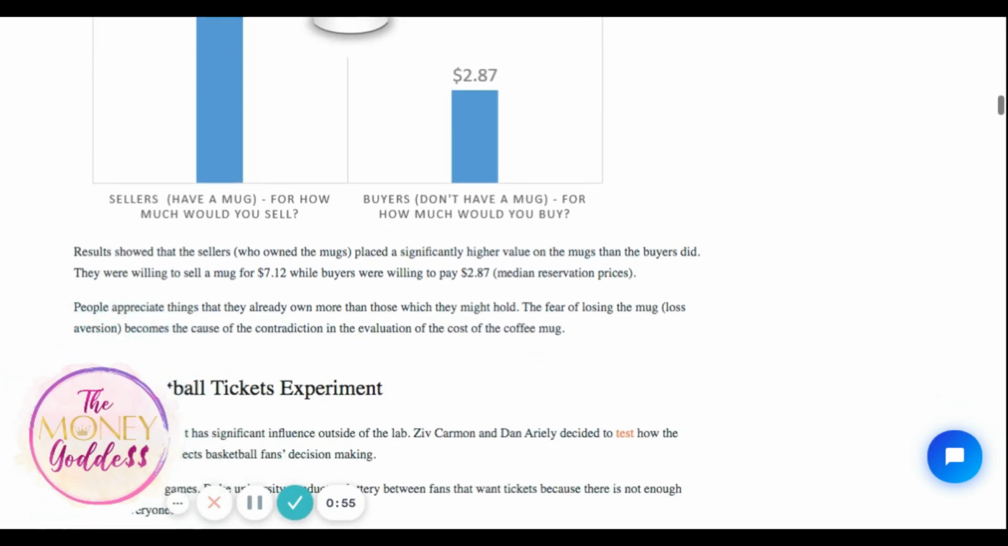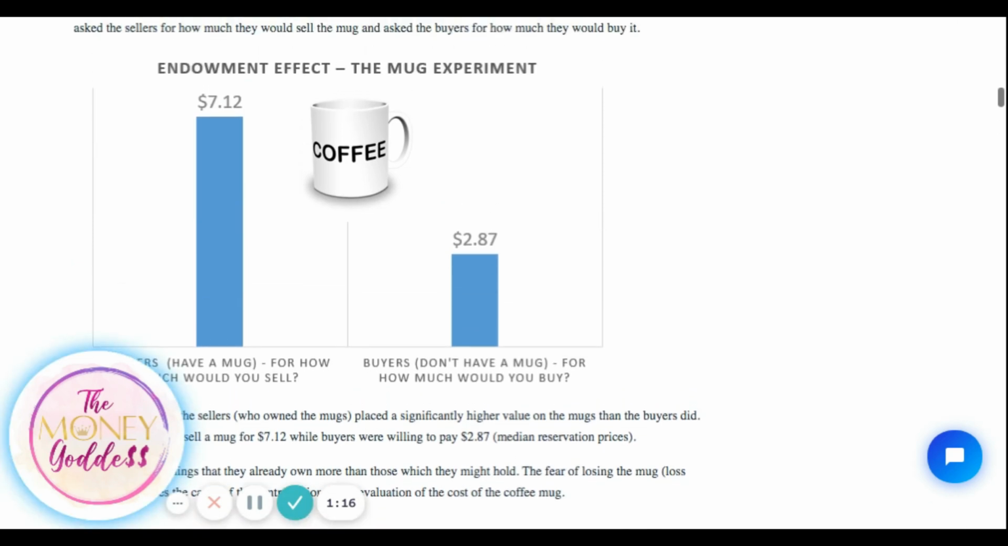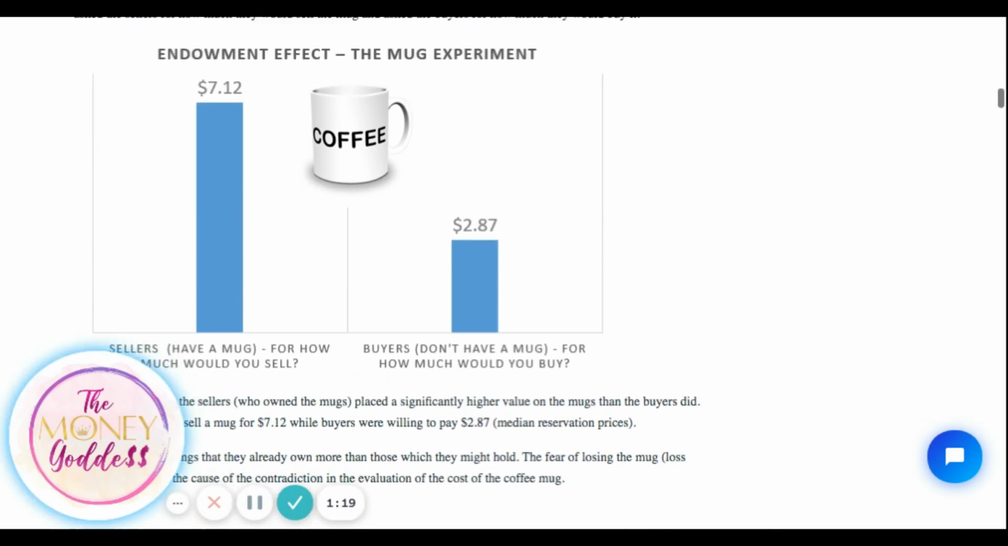Here's the interesting thing. People appreciate things that they already own more than those which they might hold. The fear of losing the mug, loss aversion, becomes the cause of the contradiction in the evaluation of the cost of the coffee mug. So, trade with the trend, which we're going to go over. Market sentiment will give us the consensus of what something is worth. So keep this in mind about the endowment effect. Again, if you're holding something, sometimes you don't want to get rid of it and you think it's worth more than it really is.